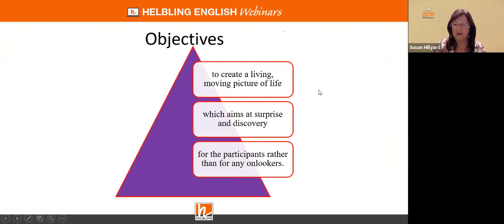The objectives of drama are, and this is different from theatre, to create a living, moving picture of life, living. So the bodies in the classroom actually live the situation. They live the event. Or they live the attitudes of the person they are portraying. It aims at surprise and discovery for the participants rather than for any onlookers. So we don't have an audience in drama. We do it with the objective of helping them to learn who they are and learn the English language into the bargain, and it's natural. We use natural situations for them to learn the language and become fluent.